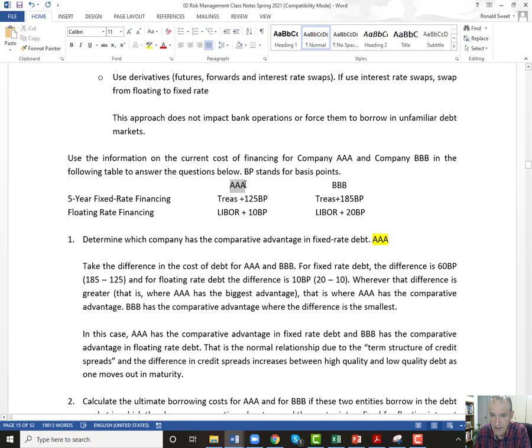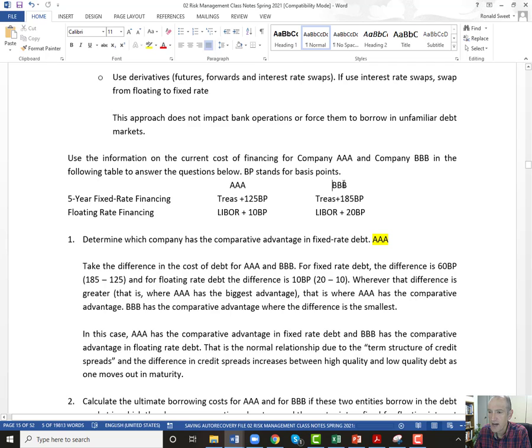But this entity, AAA, this doesn't have anything to do with swap yet. We're just saying, okay, AAA, they're the higher rated company. If they went out and borrowed fixed rate, they could borrow at Treasuries plus 125. So 5 years. If they did this, they would lock in this rate. So Treasury rates were 3%. 3% plus 125 is 4.25%. They could lock in 4.25% for 5 years. They would pay exactly 4.25% for 5 years.